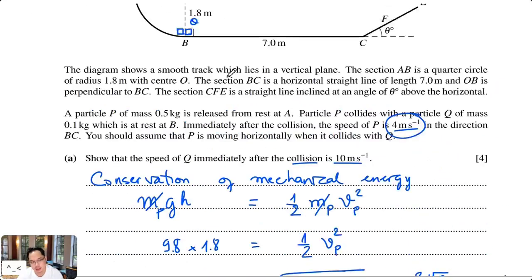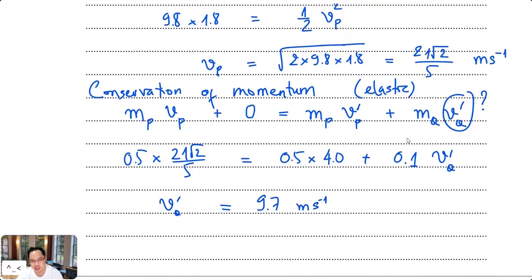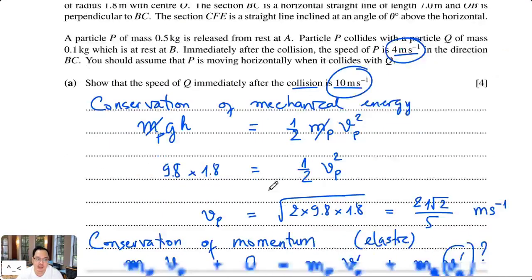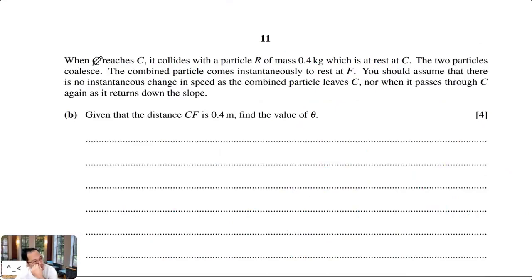Approximately equal to 10. 9.7, and the question is asking us to prove that this speed is approximately equal to 10. Okay, so we can write that it equals 10 meters per second. So the first question is solved already. That is 4 marks. Now moving on to question B.